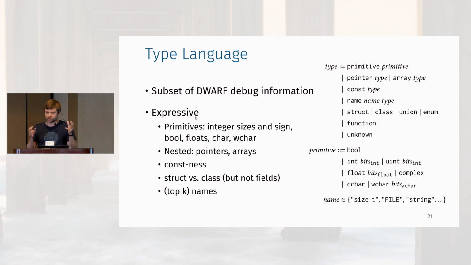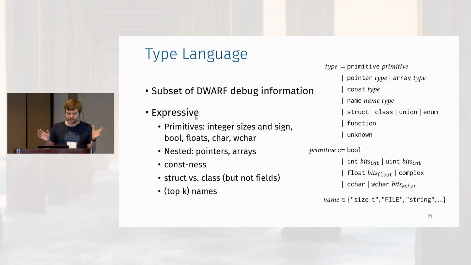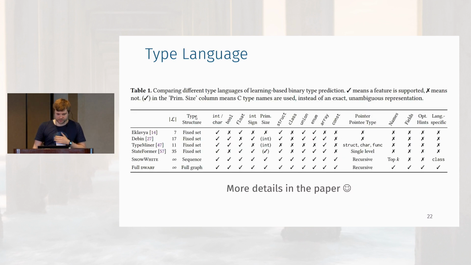We have a type language that supports recursion or nested types, like a pointer to something, instead of just a pointer, and that's it. We recover information such as constants about types and source-level type information that really doesn't exist in the binary anymore, like structs versus classes, for example. And finally, we try to recover some names of types. A more detailed comparison with prior work, which features they have and which they don't, you find in the paper if you're interested.